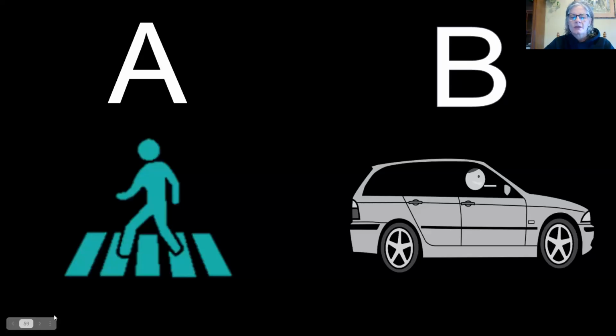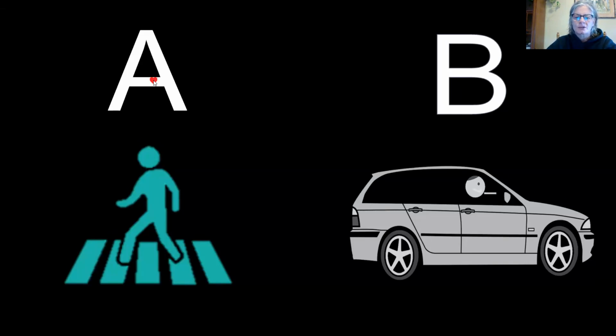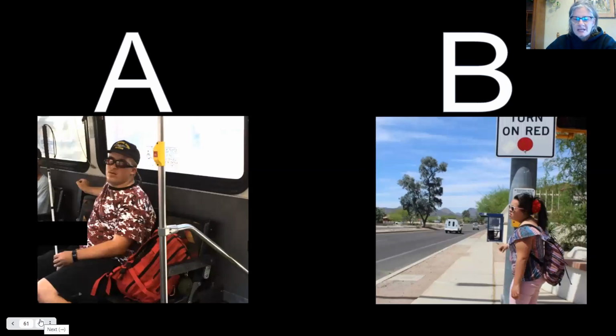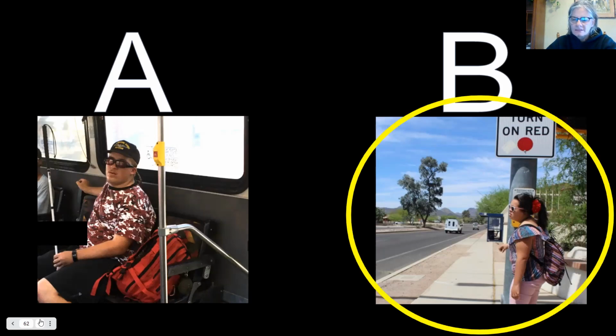Next, which one is a pedestrian? Is it A or B? If you said A, you would be correct. Remember, it's about being a person and out in the community and walking. Which one of these is a pedestrian? Write it on your whiteboard. If you said B, you would be correct.